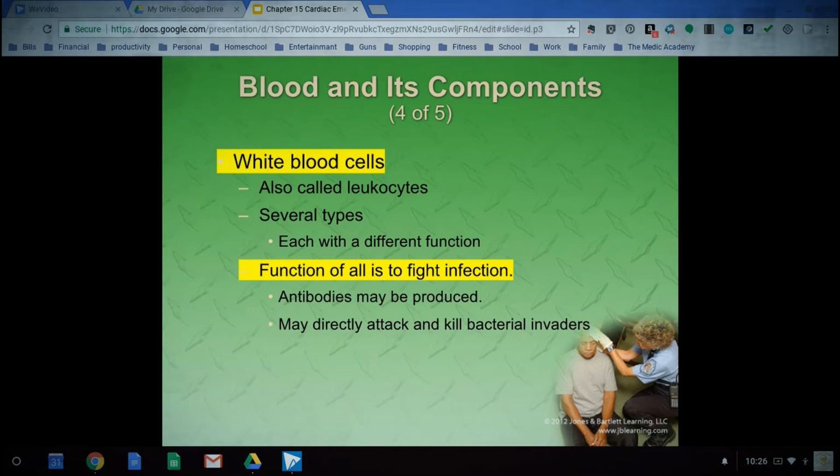White blood cells are also called leukocytes. Now, while there are several types of leukocytes which all do different jobs, the main job of these leukocytes is to fight infection. These leukocytes can actually directly attack and kill bacterial invaders, so this is our body's fighting force. If our patient were to have an infection, then we should see an increased number of these white blood cells due to the fact that our body is attempting to fight this invasion.